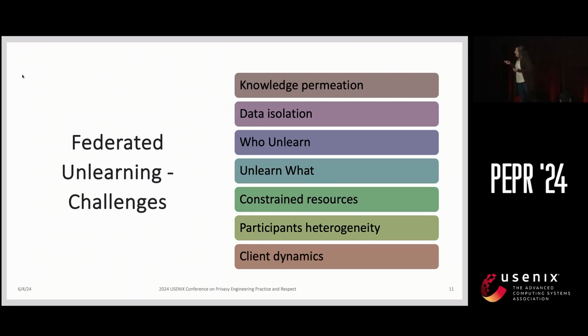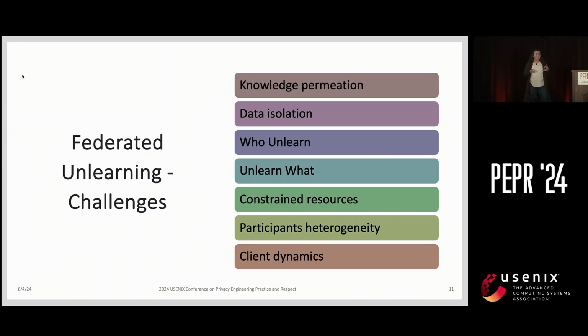The question that goes beyond that is, what is supposed to be unlearned? Are we unlearning the entire client's data? Are we unlearning a specific class of data from all of the clients that are present? Are we unlearning some specific sample or feature? And all of that adds to the complexity.